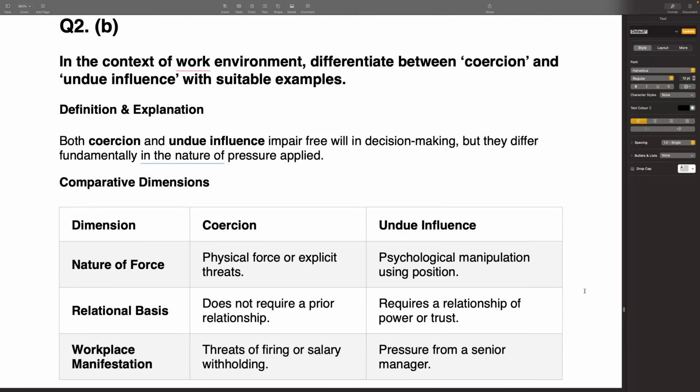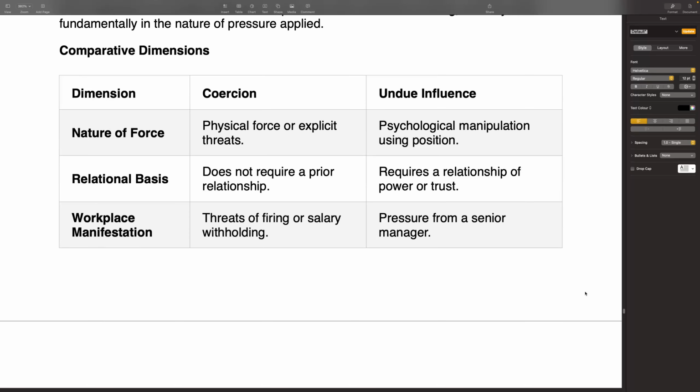In the context of work environment, differentiate between coercion and undue influence with suitable examples. Both coercion and undue influence impair free will in decision making, but they differ fundamentally in the nature of pressure applied. Comparative dimensions, coercion and undue influence. Nature of force: physical force or explicit threats, versus psychological manipulation using position.